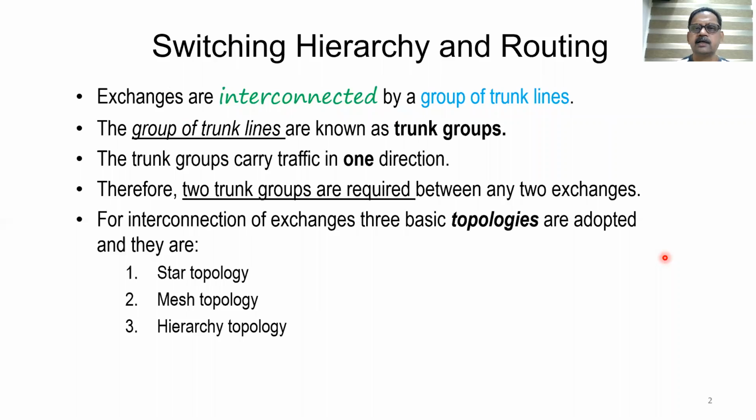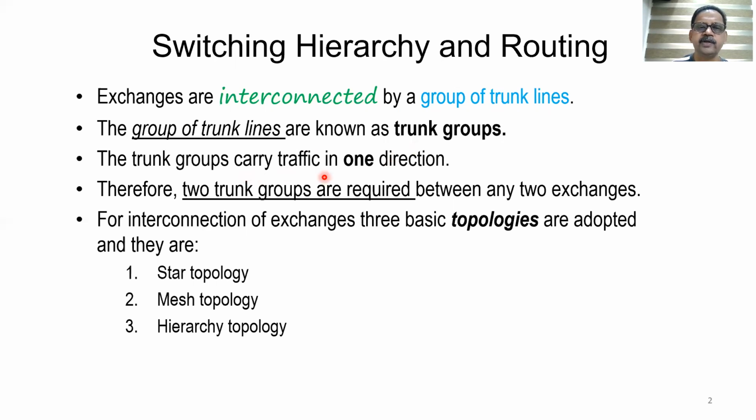Exchanges are interconnected by a group of trunk lines. Two exchanges, say for example exchange A and exchange B, are connected by a group of trunk lines. So in our digital era, we can say a number of PCMs, each PCM supporting up to 30 voice conversations. The group of trunk lines are known as trunk groups. So the other name is trunk groups.